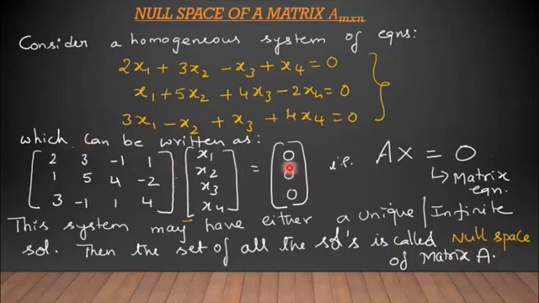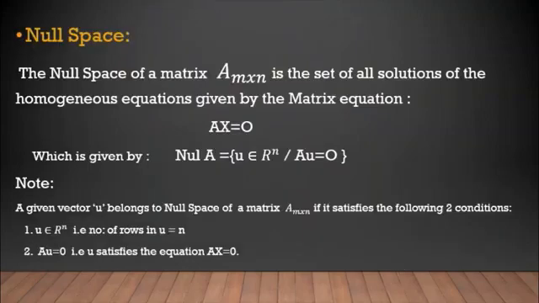Now let us define the null space of a matrix. Definition of null space: the null space of a matrix A, m by n, is the set of all solutions of the system of homogeneous equations given by the matrix equation Ax equals 0. That means if you take a matrix A with order m by n, that is m rows and n columns, obtained from the homogeneous system of equations, which can be solved by the matrix equation Ax equals 0, then the solutions of this matrix equation give us the null space. It is denoted by null A.